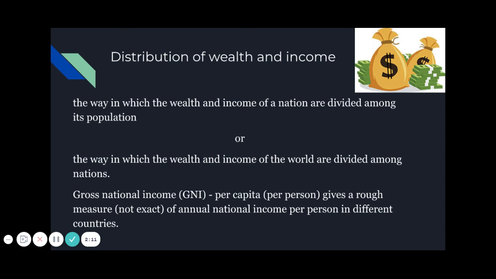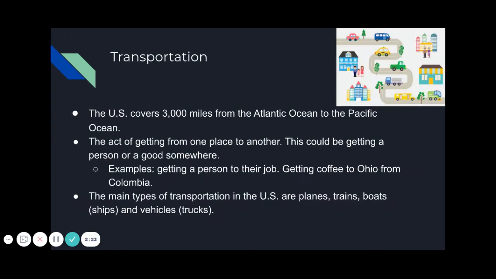Gross national income, or the GNI, gives us a rough estimate or measure of the annual national income per person. So the average income, how much do we make? In the United States, we make a lot more than most countries. Transportation is a key factor in distribution. The United States covers about 3,000 miles from the Atlantic Ocean to the Pacific Ocean. The act of getting from one place to another is transportation. This could be getting a person or a good somewhere.